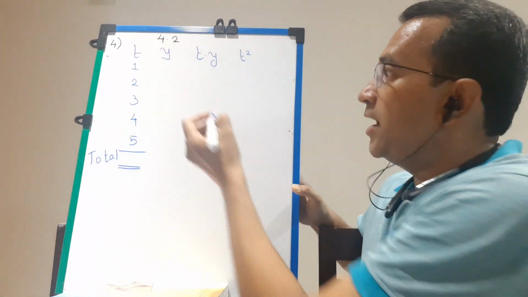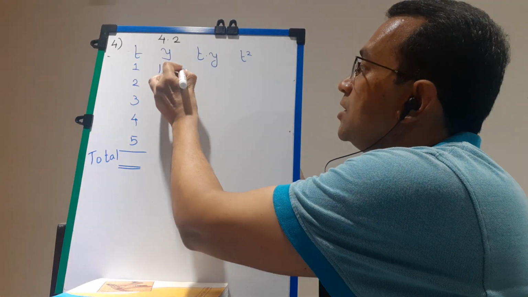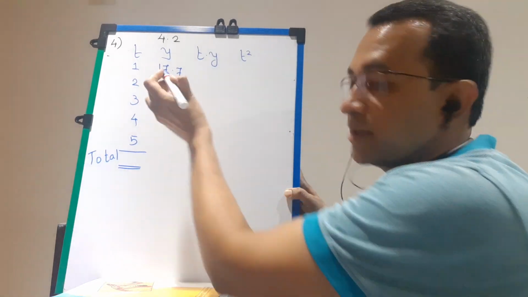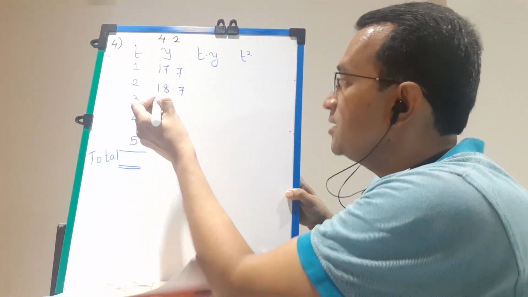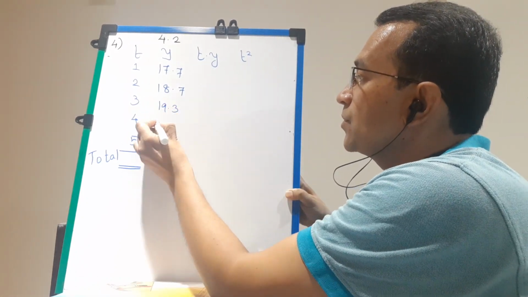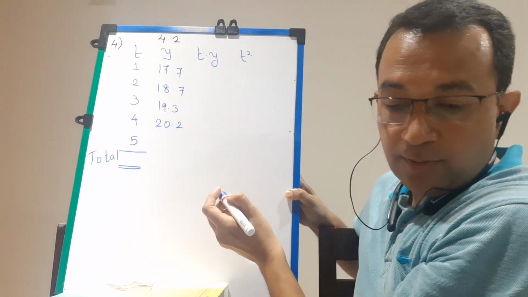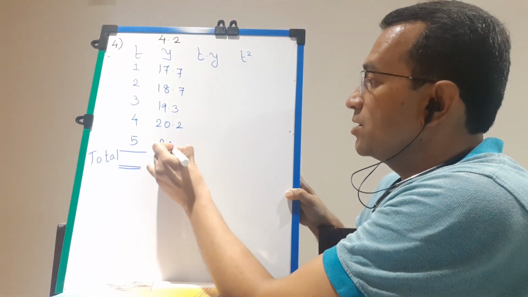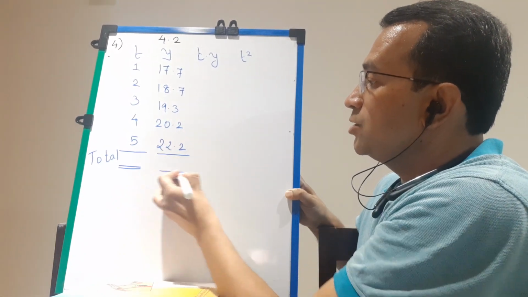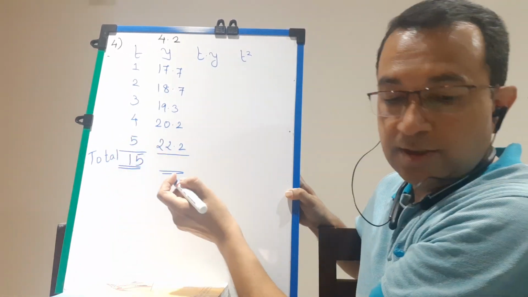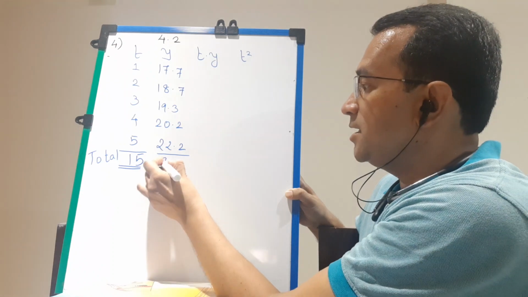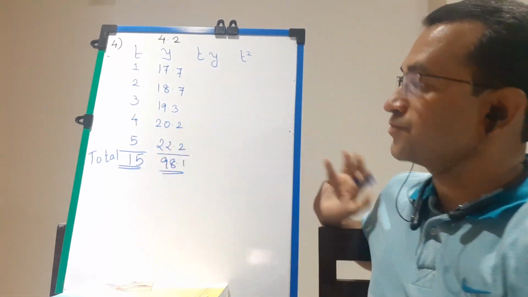And the values of Y are 17.7, 18.7, 19.3, 20.2 and 22.2. So this total is 15 and the total of Y is 98.1.